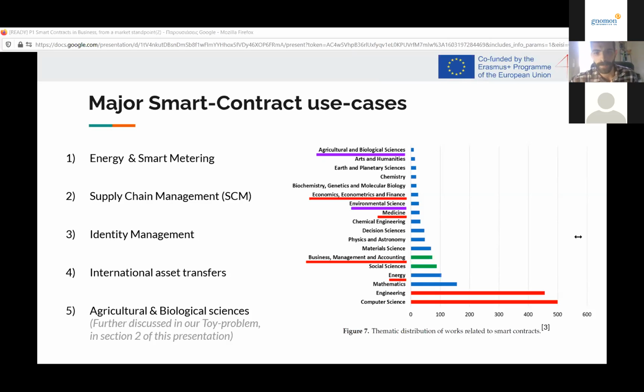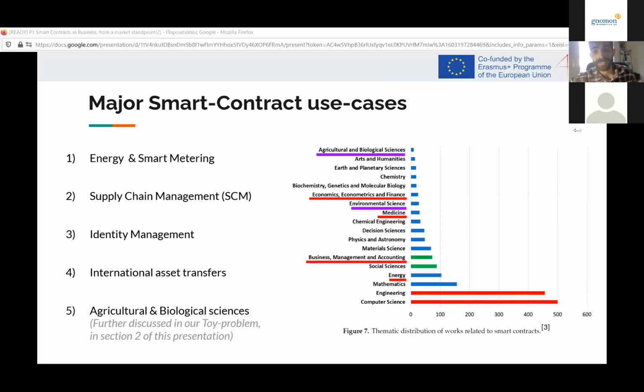By being a bunch of scripts, as we said before, the first and most related sectors will be computing, engineering, and mathematics. The next applied sector that can be identified is energy and business management and accounting. For example, the supply chain management that we will see in the next slides. Then natural sciences follow up, with medicine being one of the most well-known application use cases, which is actually highly related with the identity management concept that we will see in this specific field.